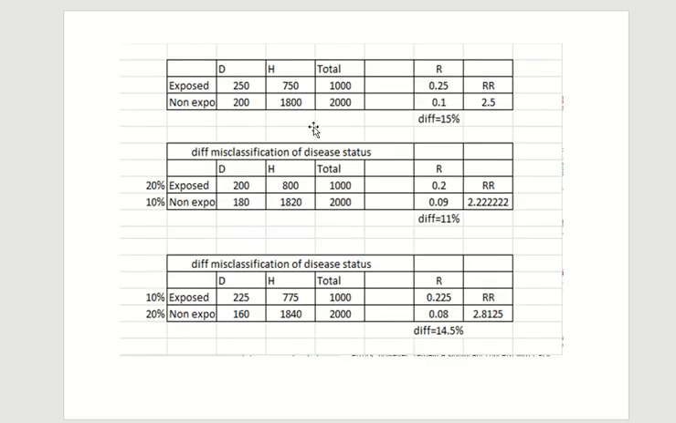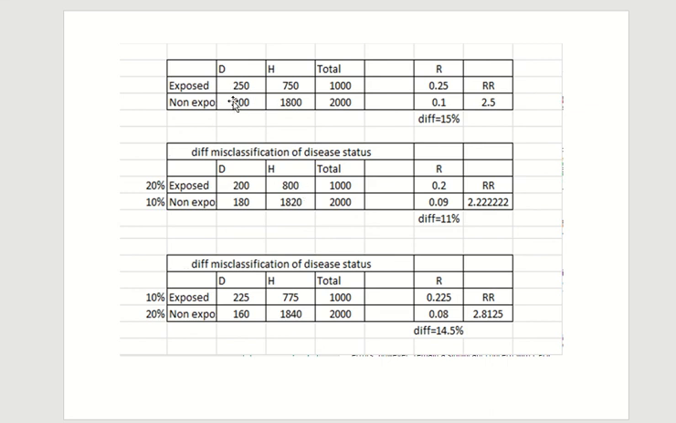More with the example. This time we will do differential misclassification with regard to the outcome. Okay, so again, same exact example that we discussed previously. Again, I'm going to take some people that should have been diagnosed but I'm going to miss their diagnosis. So in the first example, I'm making a mistake at a rate of 20% in the exposed versus 10% in the non-exposed. So 20% of 250 is 50. I remove them from 250 and put them in the 750. So you end up with 200 and 800.